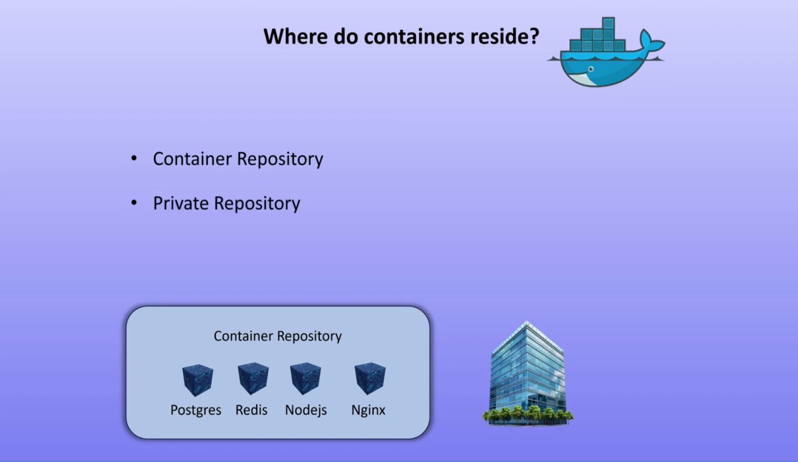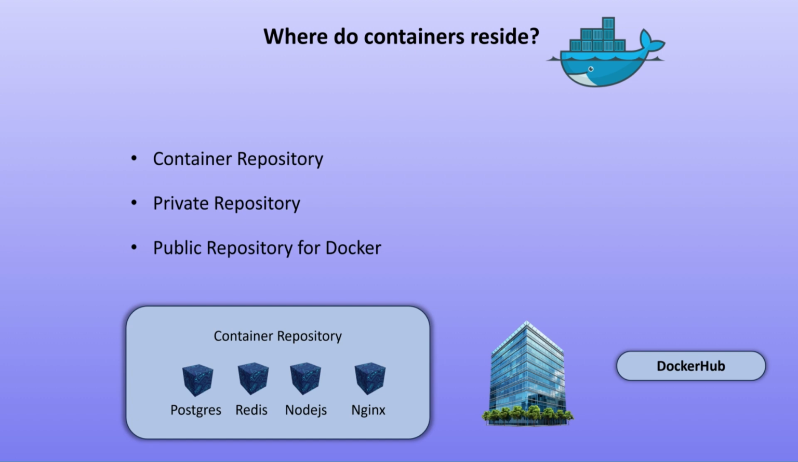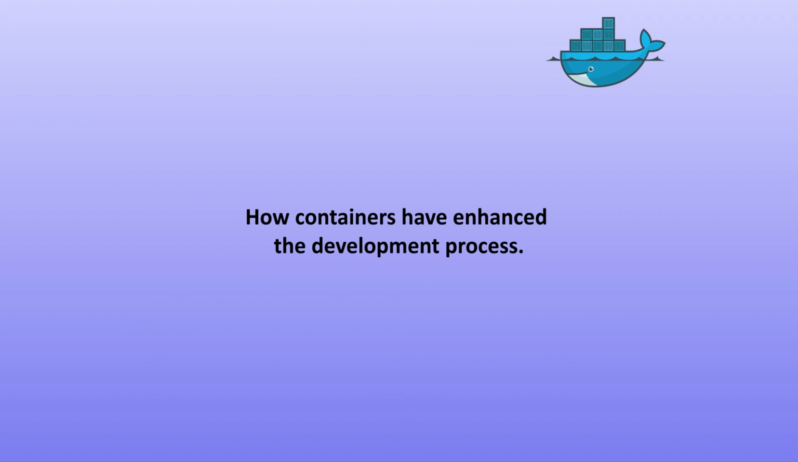Many companies set up their own private repositories to securely host and store their containers, ensuring control over their deployment and distribution. This is how it looks, where you can push all your containers. Docker also has a public repository, where you can browse and find application containers. This helps developers quickly access popular containers, ensuring compatibility. Now, let's see how containers have improved the development process with specific examples.